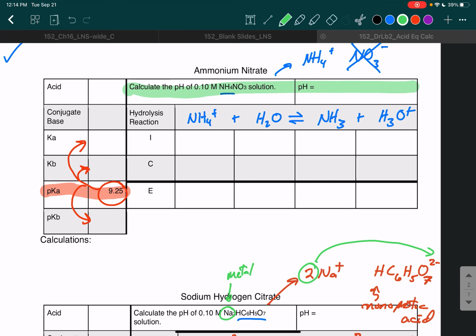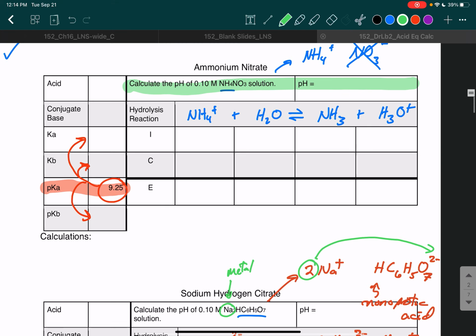I'm confused, I'm sorry. Go ahead. So if we're not doing this first one because it has pKa, are we not doing the third one as well for osmosis?